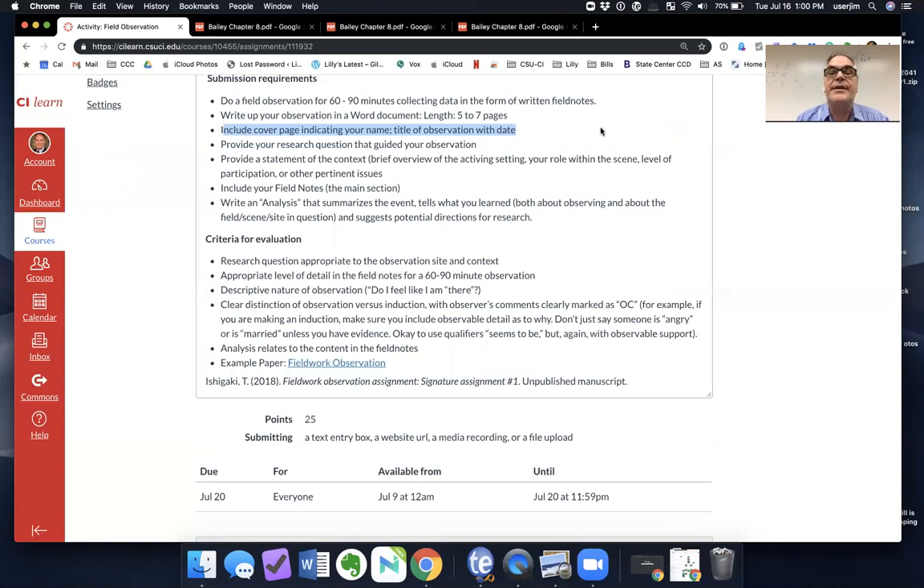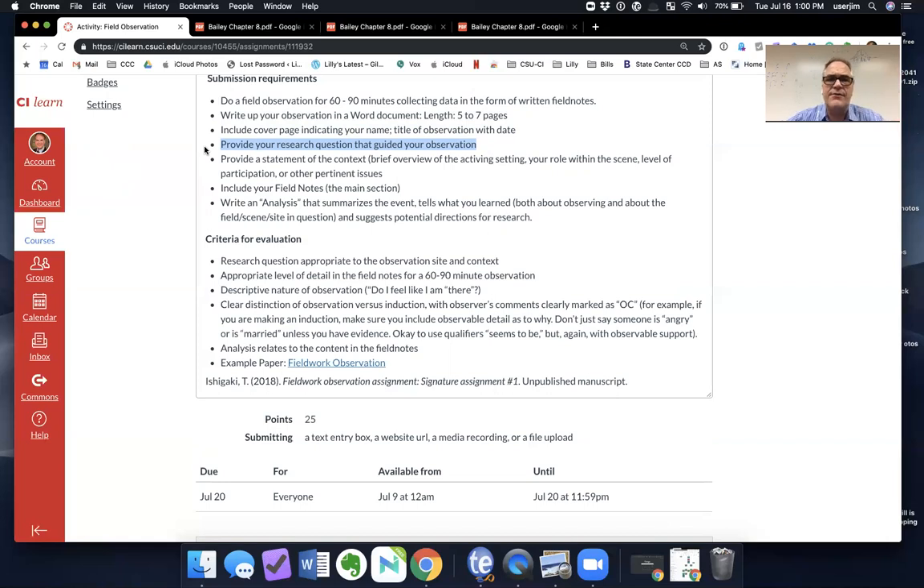Include a title page. That's the next point here. I forgot to point that out. So telling me who you are, of course, all the common sense stuff. You are starting this observation with some sort of research question. This can be the broadest, vaguest question.